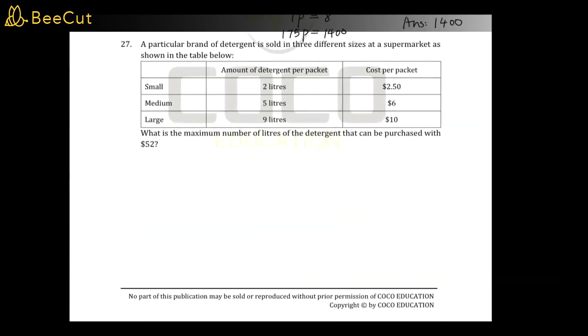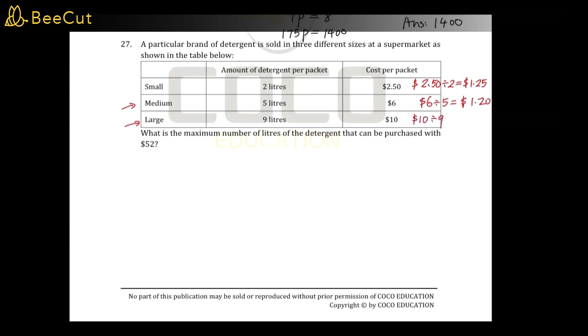Question 27. We want to get the maximum number of liters of detergent that can be purchased. Now we should buy the one with the large size and medium size, not the small. Because if you check the unit price, this one is 250 divided by 2, so for 1 liter is $1.25. This one is $6 divided by 5, so it's $1.20 for 1 liter.